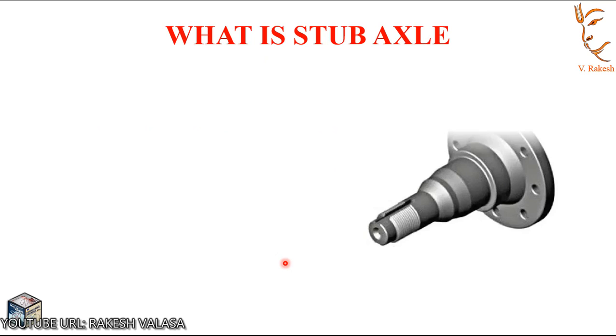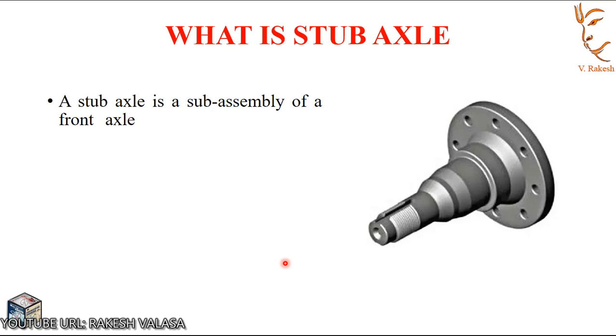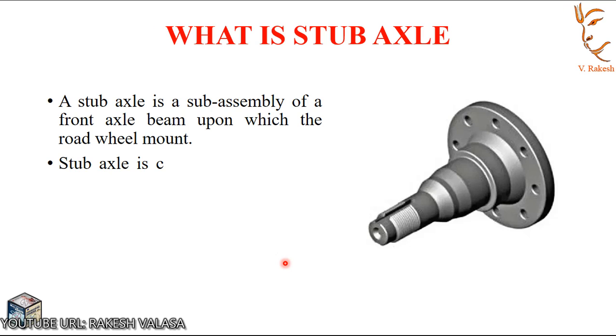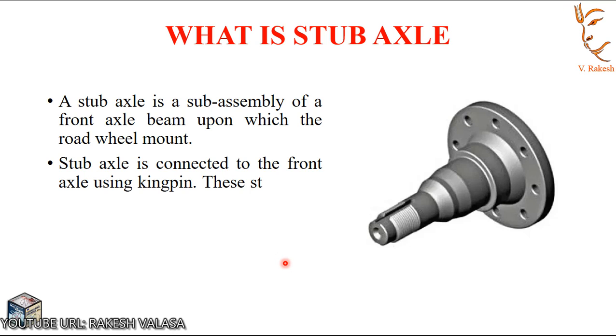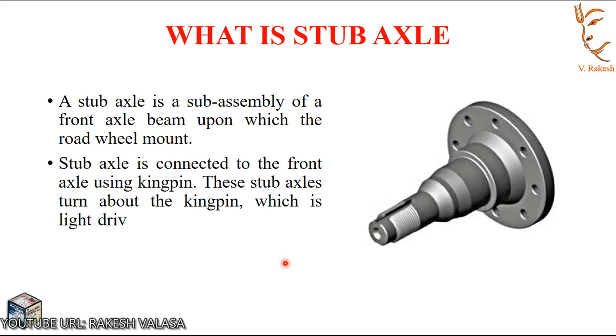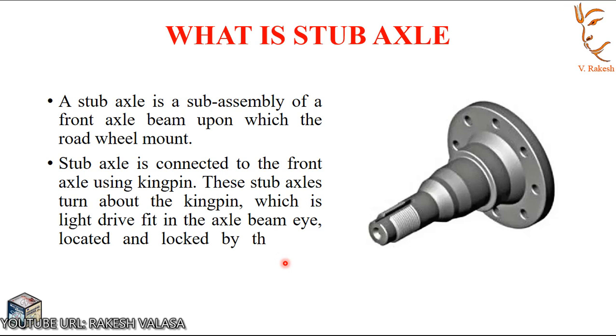Next topic is stub axle. What is a stub axle? A stub axle is a stub assembly of a front axle beam upon which the wheel will mount. The stub axle is connected to the front axle using a kingpin. These stub axles turn about the kingpin, which is a light drive fit in the axle beam eye, located and locked by the taper cotter pin.